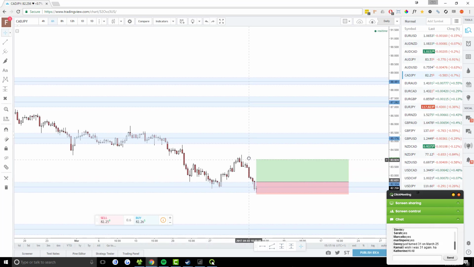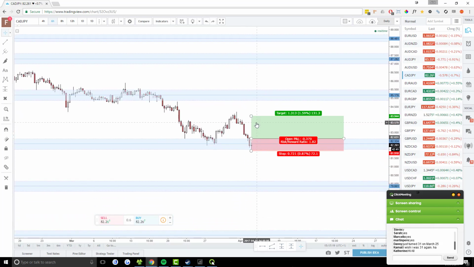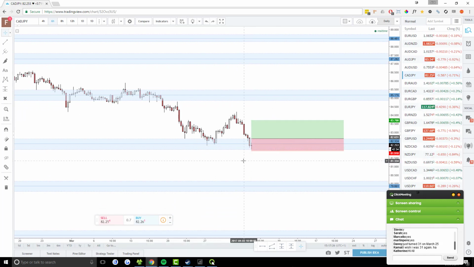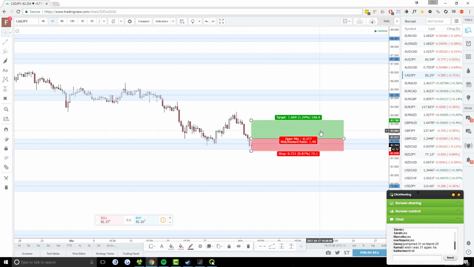Yeah, I mean, it does kind of have a decent risk to reward ratio, possibly. I mean, it's not that great. Realistically, my target would be there. All right, I'm going to keep an eye on CADJPY.